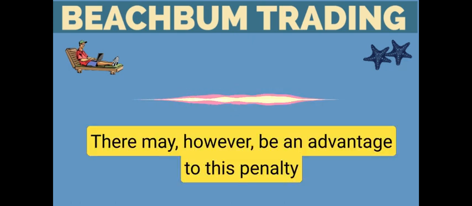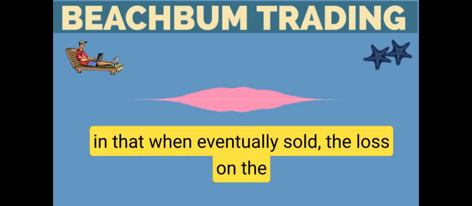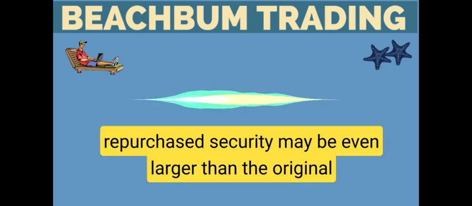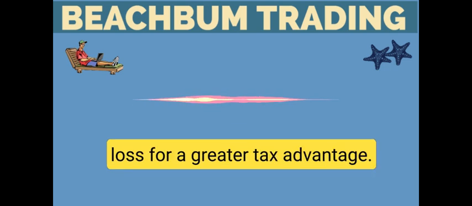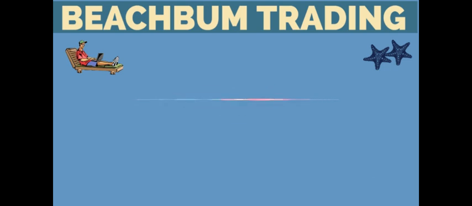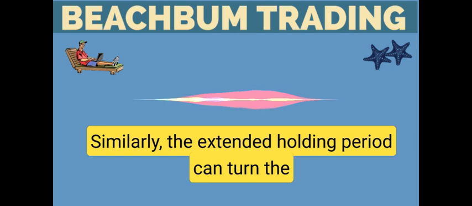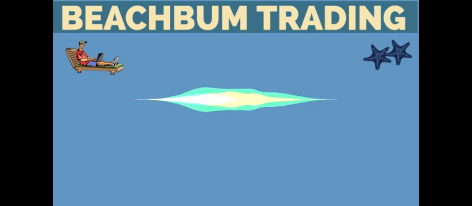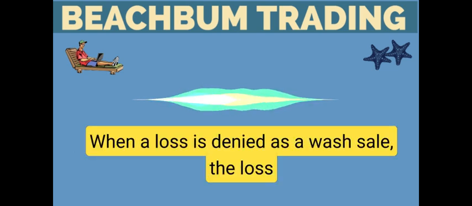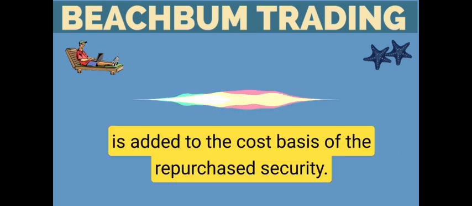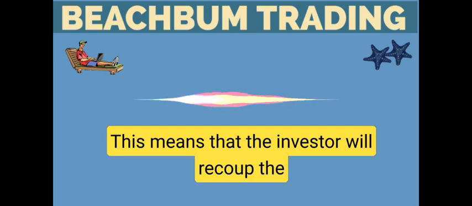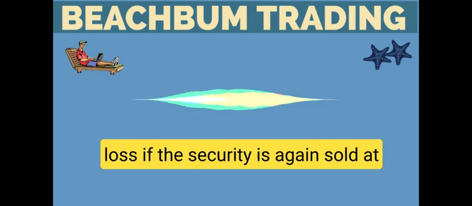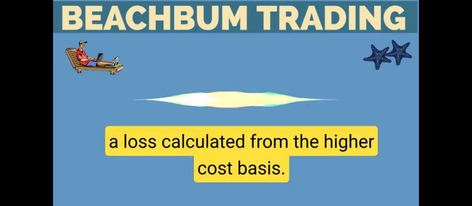There may, however, be an advantage to this penalty, in that, when eventually sold, the loss on the repurchased security may be even larger than the original loss for a greater tax advantage. Similarly, the extended holding period can turn the loss or gain from short-term to long-term. For the moment, though, the loss is disallowed on the original sale. What happens to your loss? When a loss is denied as a wash sale, the loss is added to the cost basis of the repurchased security. This means that the investor will recoup the loss if the security is again sold at a loss calculated from the higher cost basis.